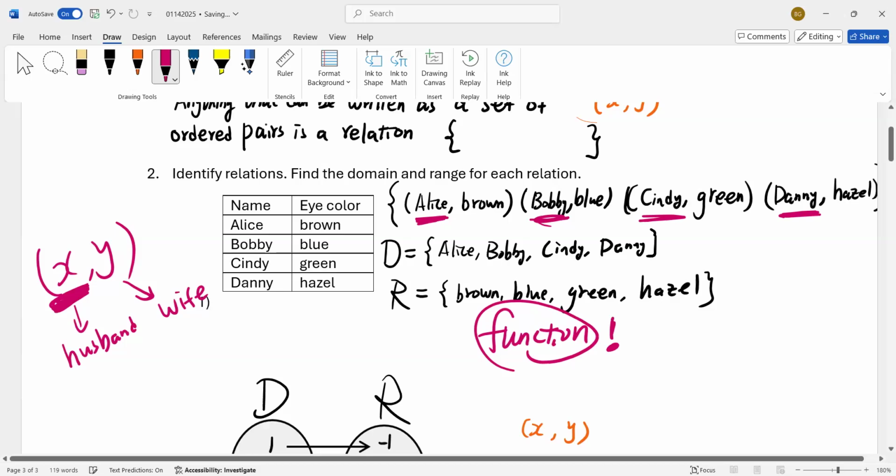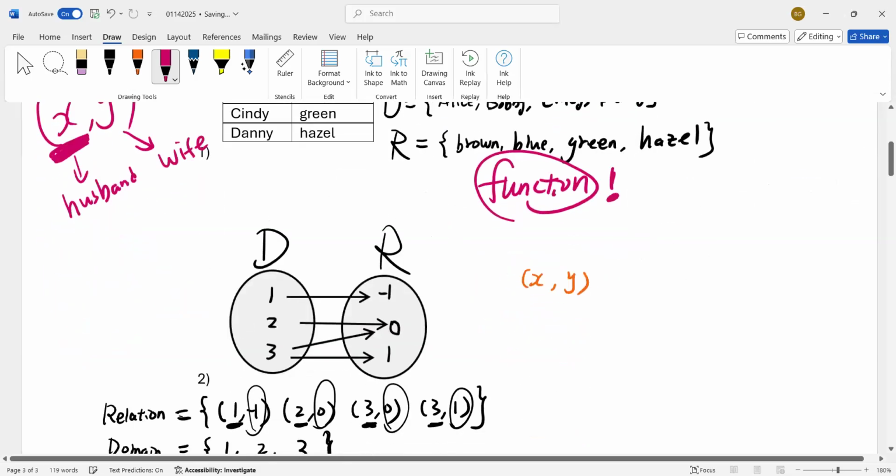In this case, every X only has one corresponding Y. Each person only has one eye color. So this is a function, okay? No cheating husband. What about this one?